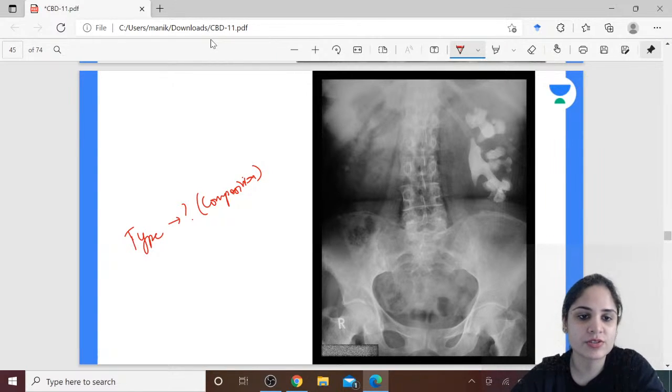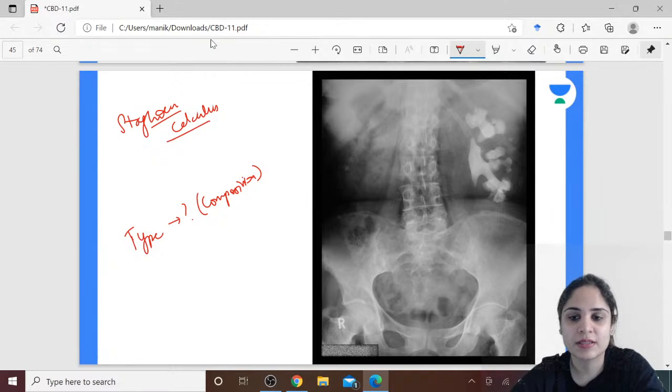Yes, very good, Manoj. So this is nothing but staghorn calculus. It's taking the entire place of the renal pelvis. Correct. And this staghorn calculus is mostly composed of what? Very good. So it is mostly made up of struvite or triple phosphate.